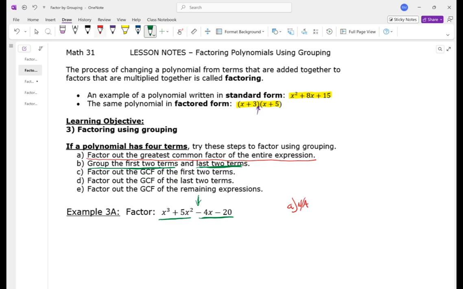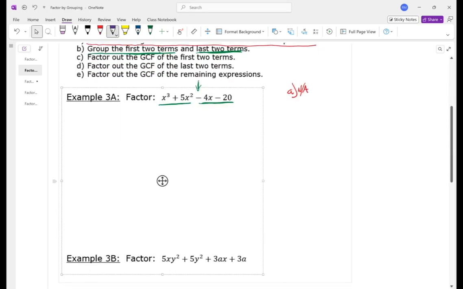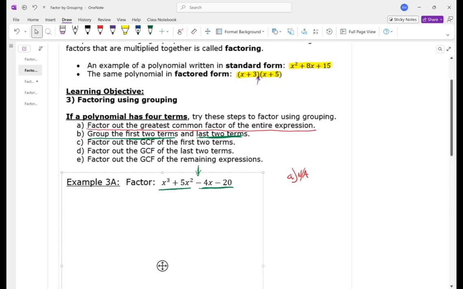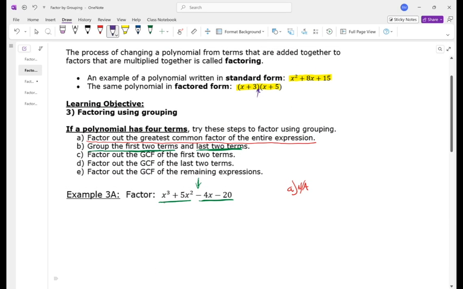Then we're going to do some greatest common factor work, and we're going to look at these first 2 terms. I'm going to color code this with purple, and we're going to factor out the greatest common factor. I want to look at what is in common. There's no number in common, but I see that they both have an x squared. So I'm going to factor out the x squared, and I'm going to write what would be left.